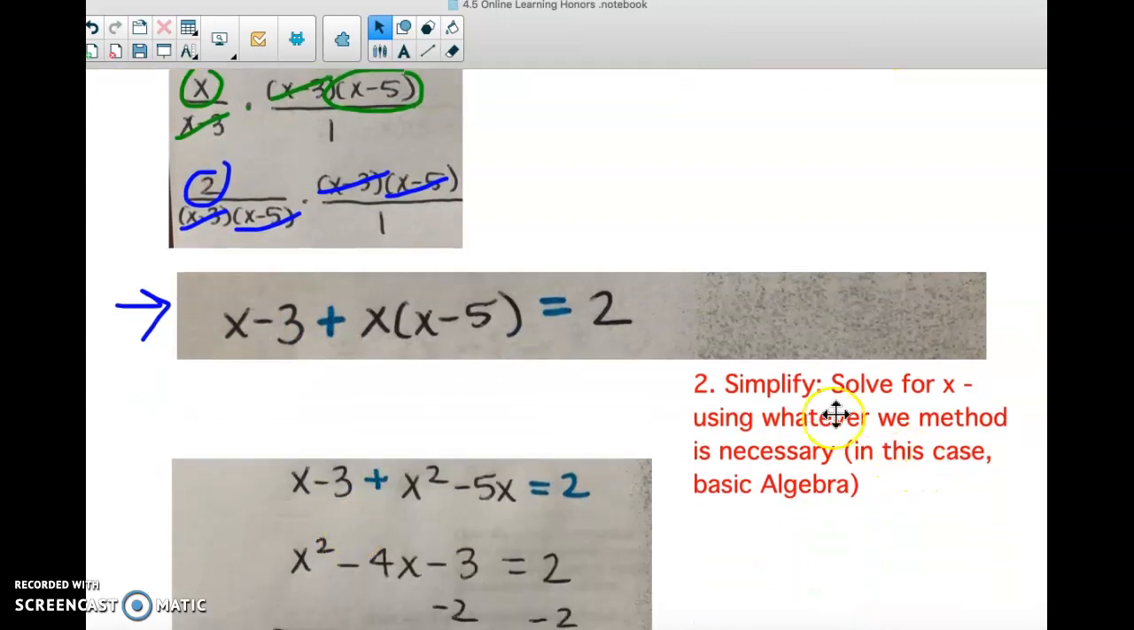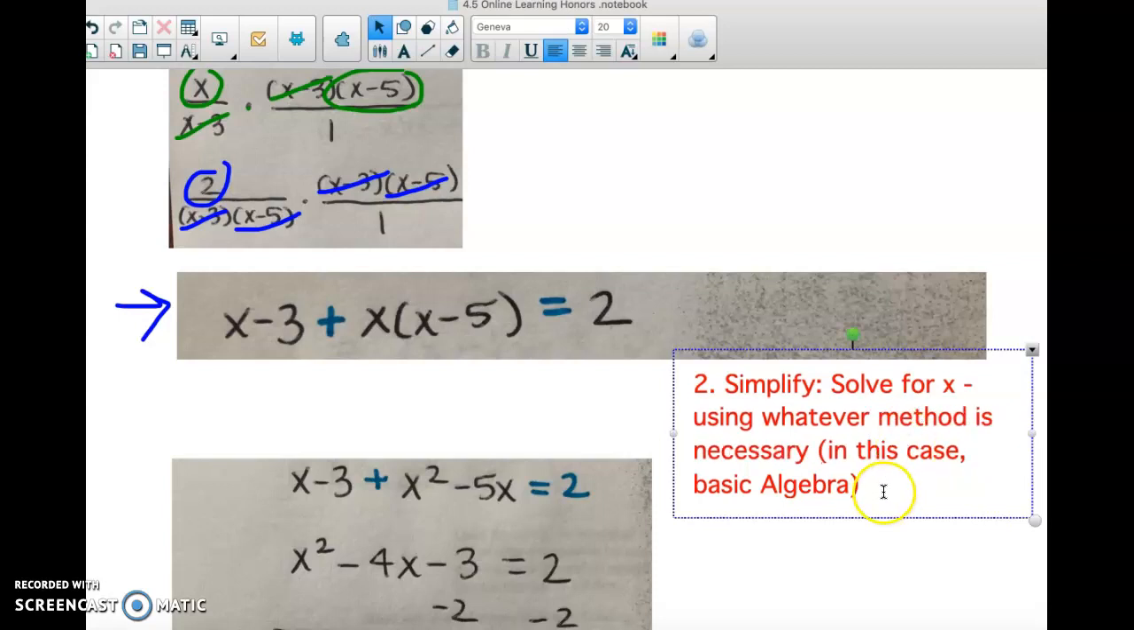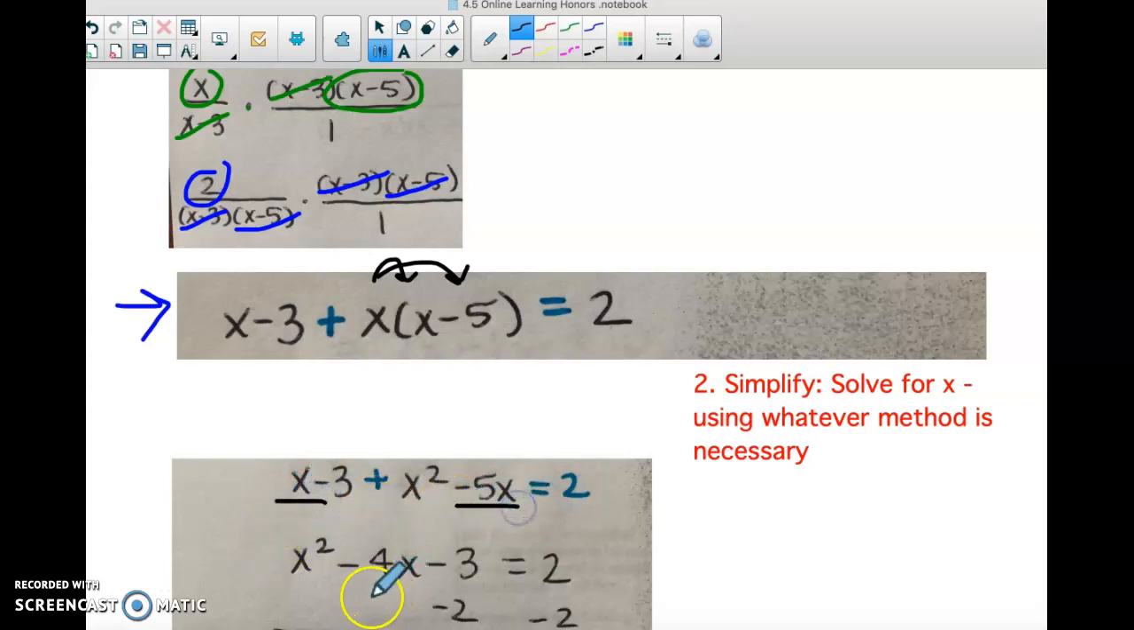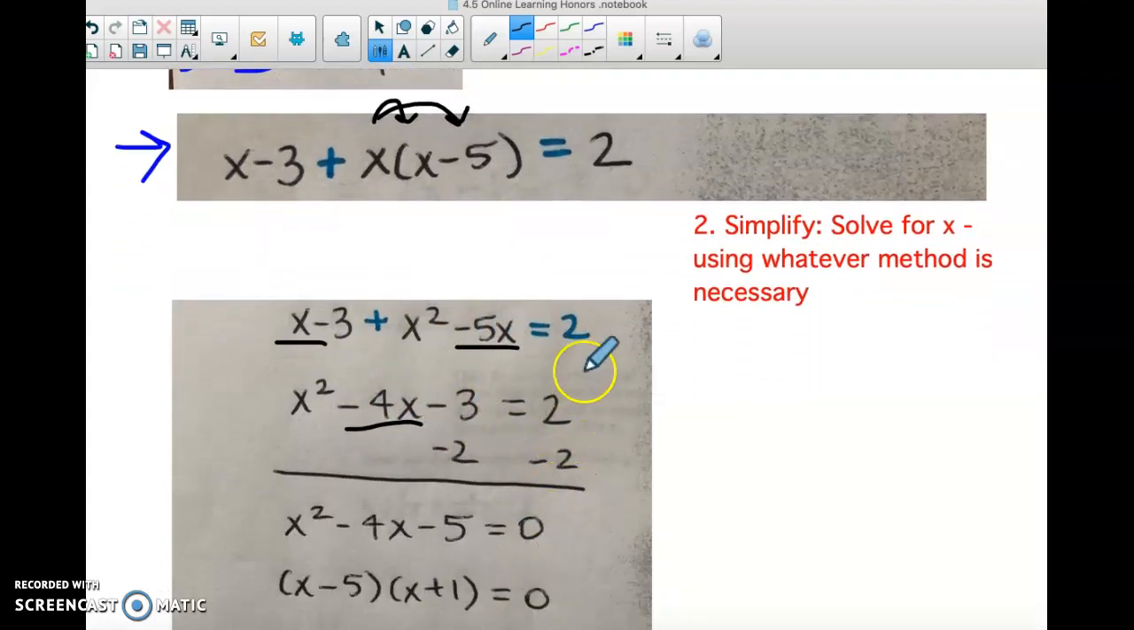Okay, back to that same step. Simplify. Solve for x using whatever method is necessary. Okay? And at first I see this x times x minus 5, so I'm going to distribute this x to everything. So now I'm left with x minus 3 plus x squared minus 5x equals 2. I decided to combine like terms, so I have an x minus 5x, that gives me negative 4x, minus 3 equals 2.